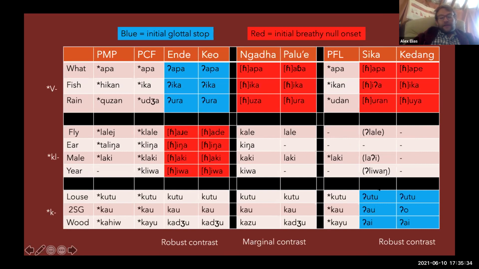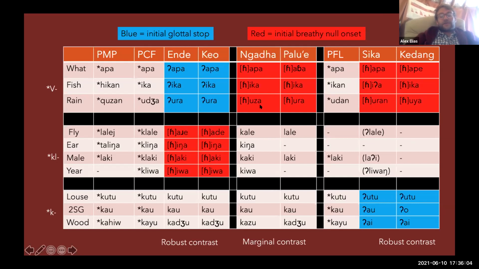And finally, if you look, where do glottal initial words come from in these 2 languages? They come from initial K earlier. So you see the contrast exists robustly in Ende and Ko, where the glottal initial come from vowel initial words and the onsetless come from KL initial words. And it exists robustly in Sika and Kedang, but with completely different sources for the 2 glottal and vowel initial words.